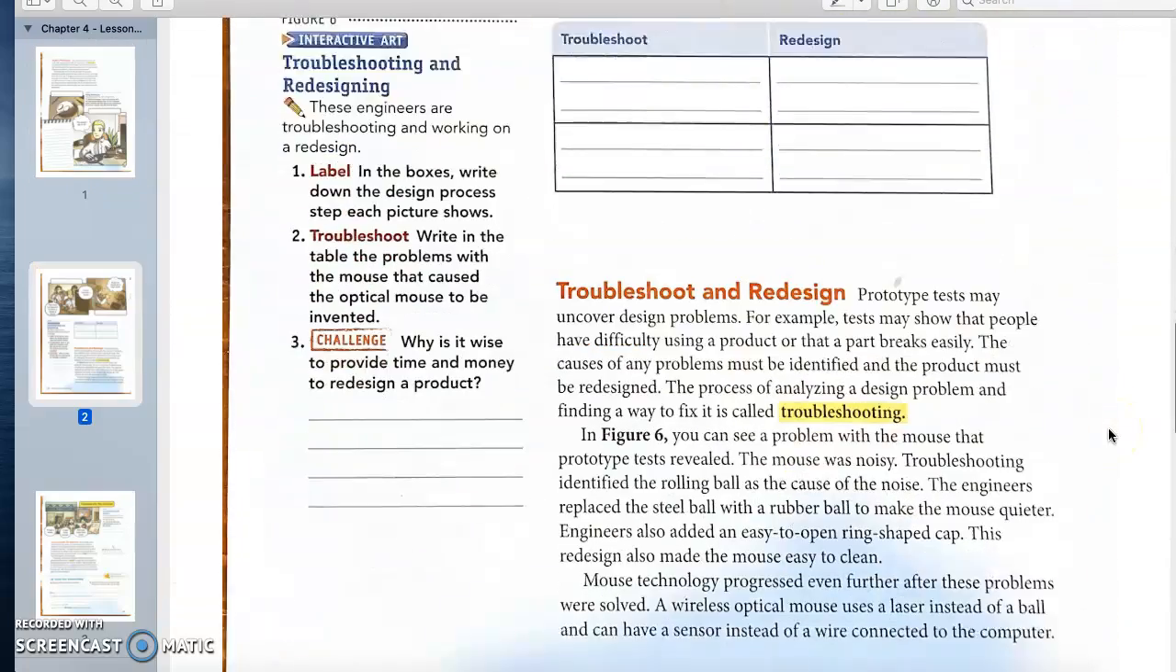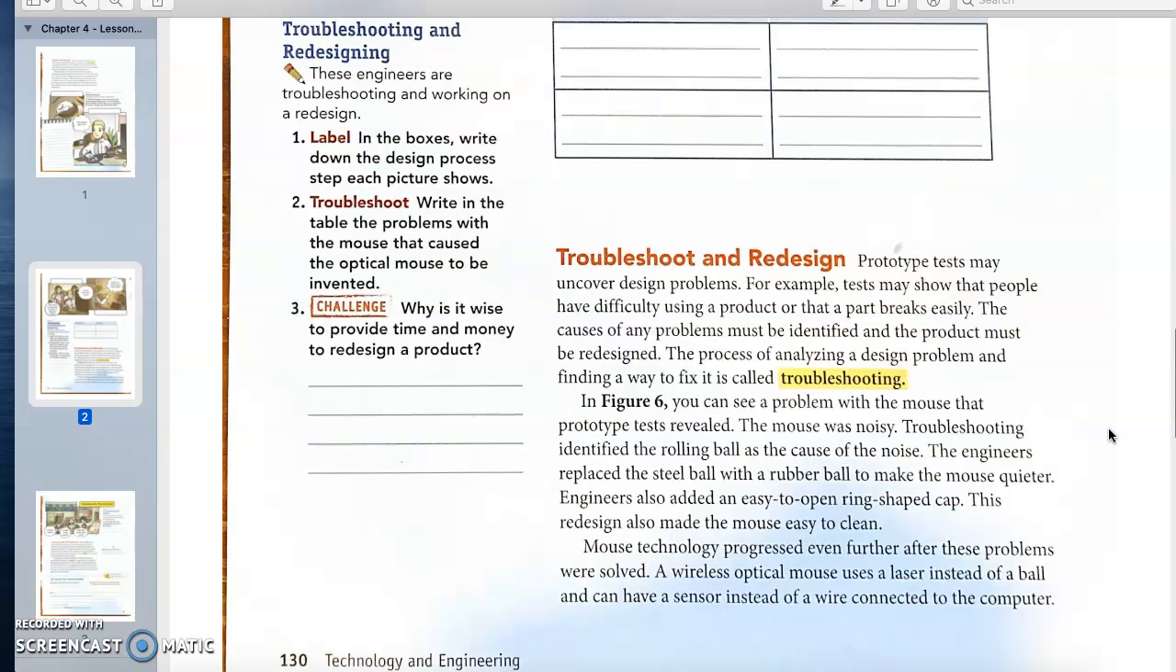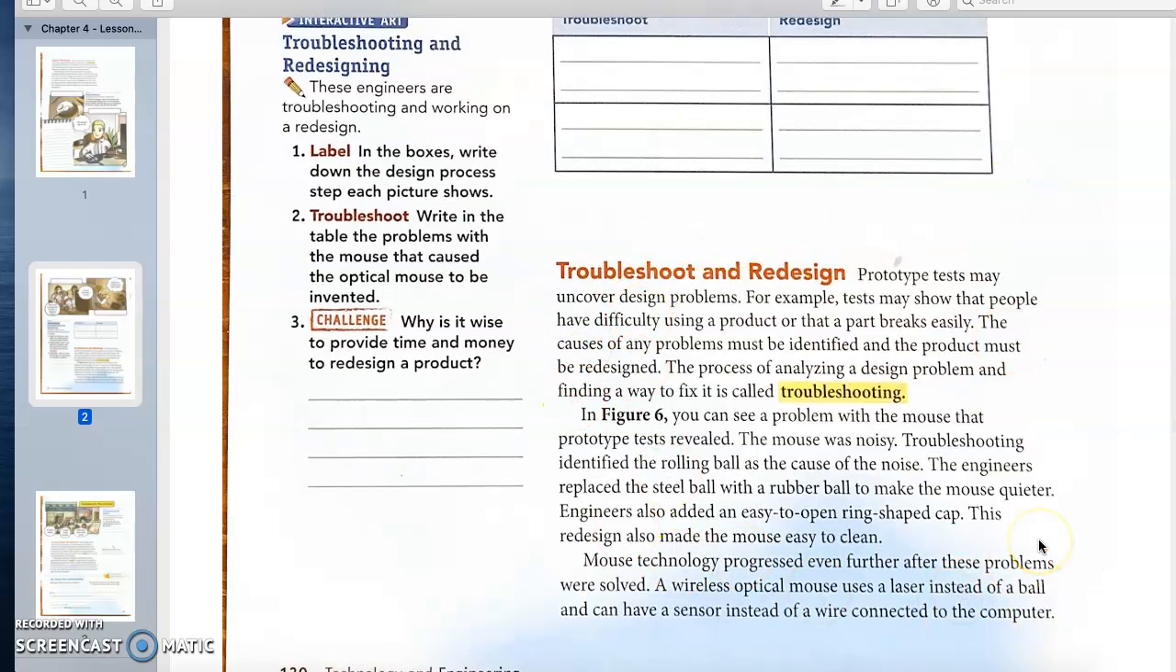All right, let's look at page 131 or 130. I'm going to scroll down so I can see the paragraphs. Remember to number your paragraphs before you start reading. Troubleshoot and redesign. Prototype tests may uncover design problems. For example, tests may show that people have difficulty using a product or that a part breaks easily. The cause of any problems must be identified and the product must be redesigned. The process of analyzing a design problem and finding a way to fix it is called troubleshooting.